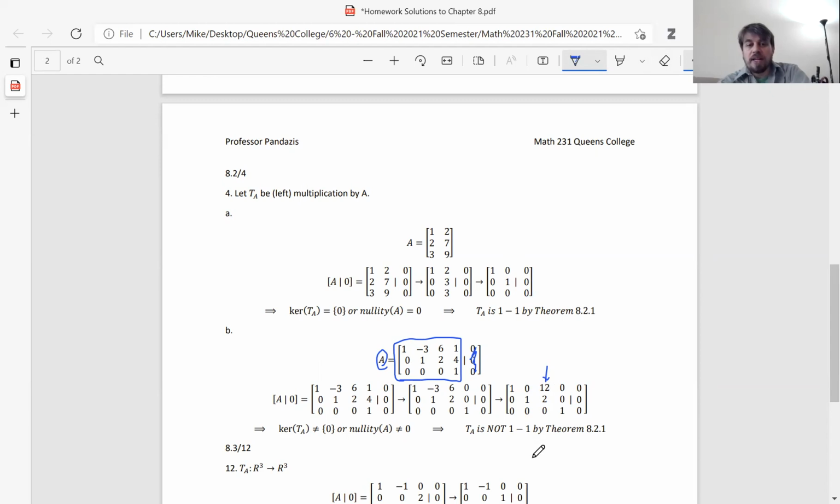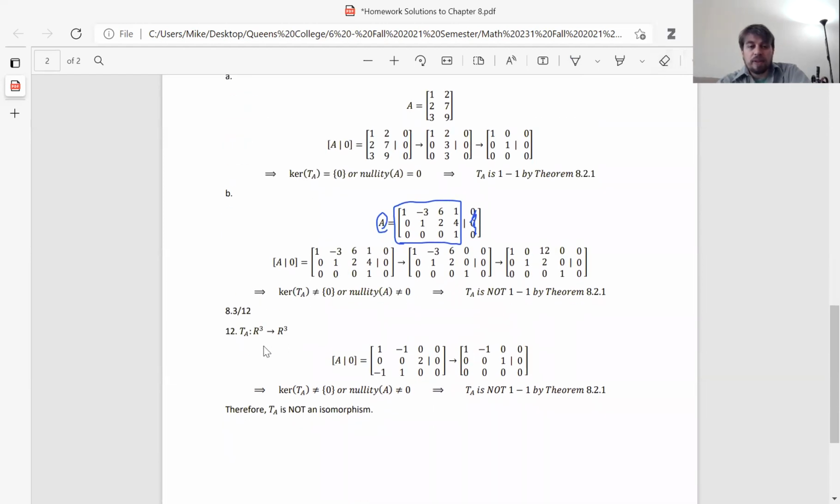The kernel of T sub A is not equal to the 0 set, and the nullity of A is not equal to 0. There's dimension 1. The nullity of A is 1. The kernel of T sub A is not equal to the 0 set. And so by theorem 8.2.1, finding that the kernel is not the 0 set is equivalent to saying that T sub A is not 1 to 1. And so for part B, the conclusion is that T sub A here is not 1-to-1.